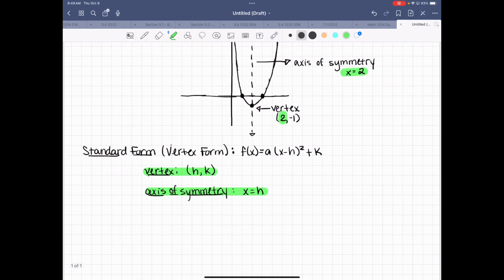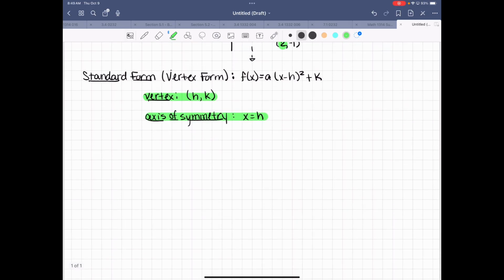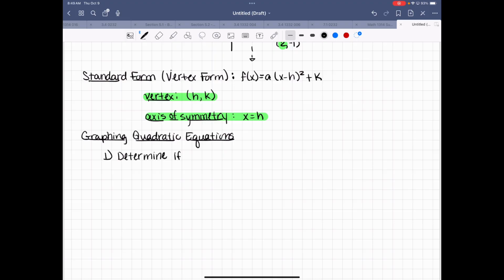Okay, let's give a list of how to graph quadratic equations, because we're going to do that. Number one, we are going to determine if the parabola opens upward or downward.